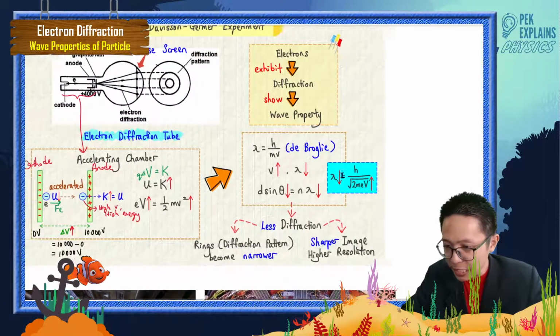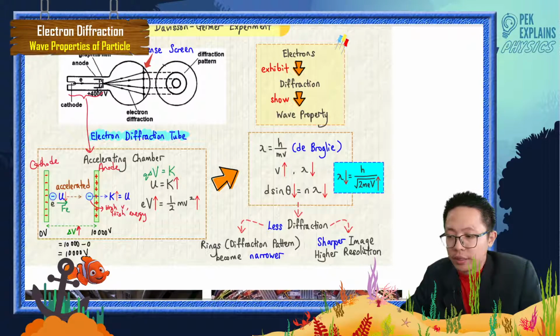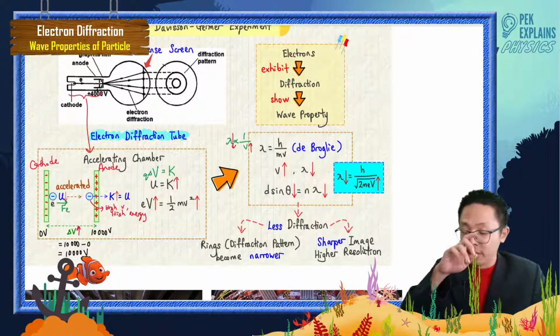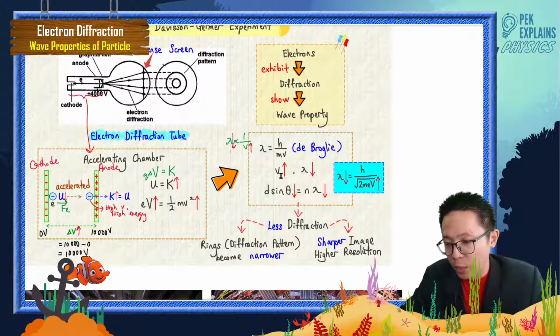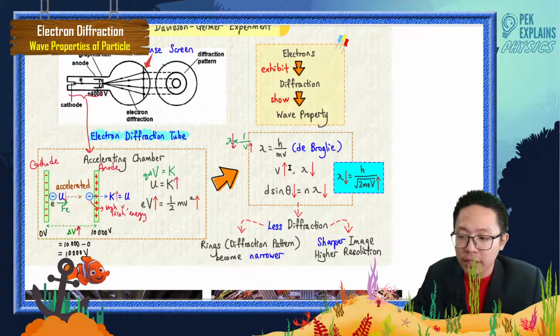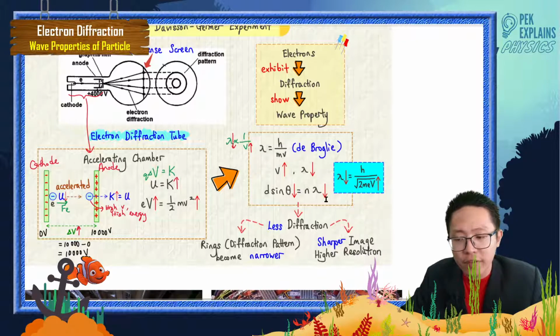Because according to the de Broglie formula, the wavelength is inversely proportional to the velocity. That means the higher the velocity, the smaller the wavelength becomes. And we know that at very high velocity, the wavelength of the electron will become very, very small.